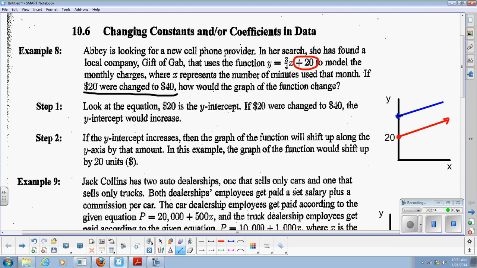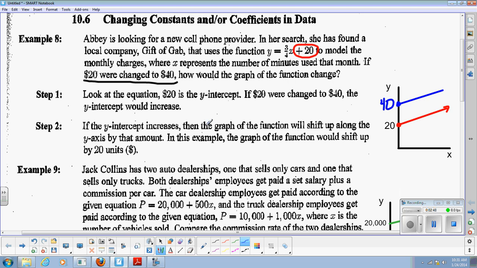So we would say that the graph would start higher on the y-axis and the line would be above where the other one is. Notice they're parallel. Didn't change the slope, so how the line moved doesn't change, so they'll be parallel lines. It's just that since we changed the y-intercept, our starting spot, the line is higher on the graph. So we would be over here at where 40 is instead of where 20 is. Okay? If you have any questions, please bring that to me. I'll be happy to explain it to you.